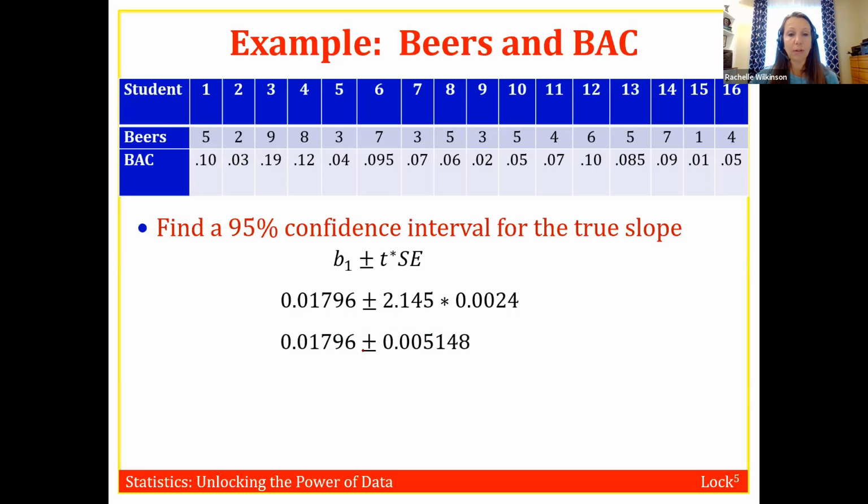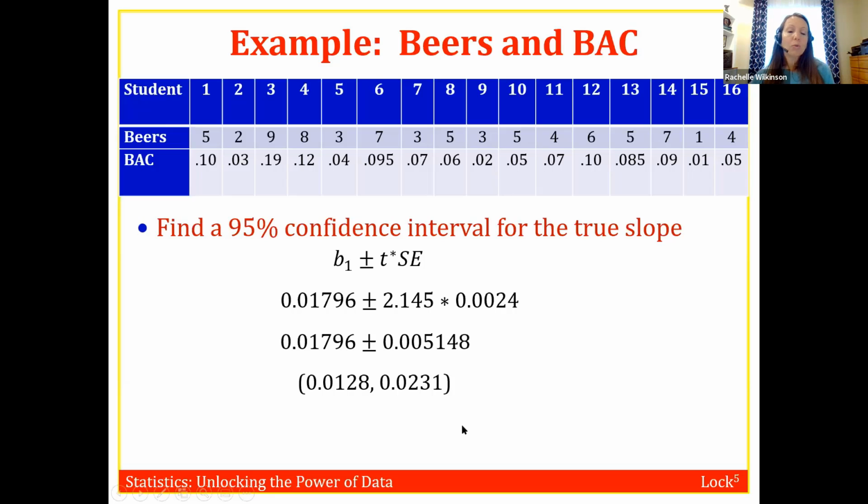So I'm going to add and subtract that from my slope estimate. And so if I take 0.01796 minus 0.005148, I get 0.0128 for my lower bound. And then 0.01796 plus 0.005148 gives me 0.0231 for my upper bound. So this is my confidence interval.